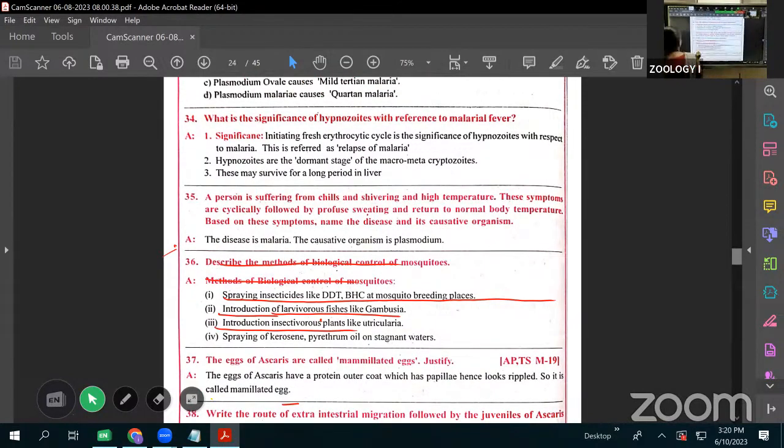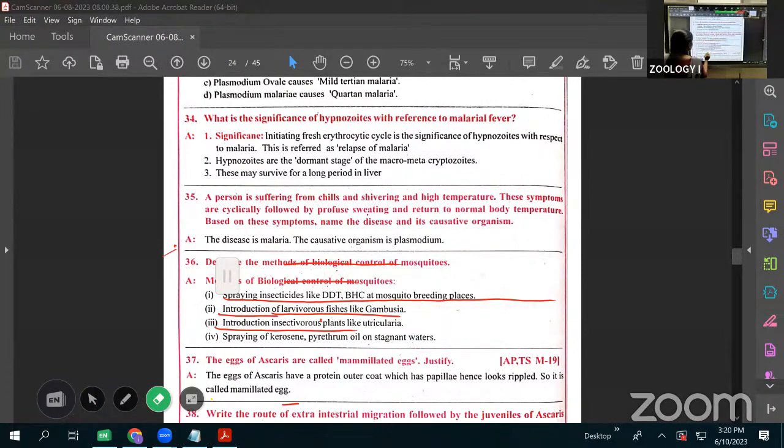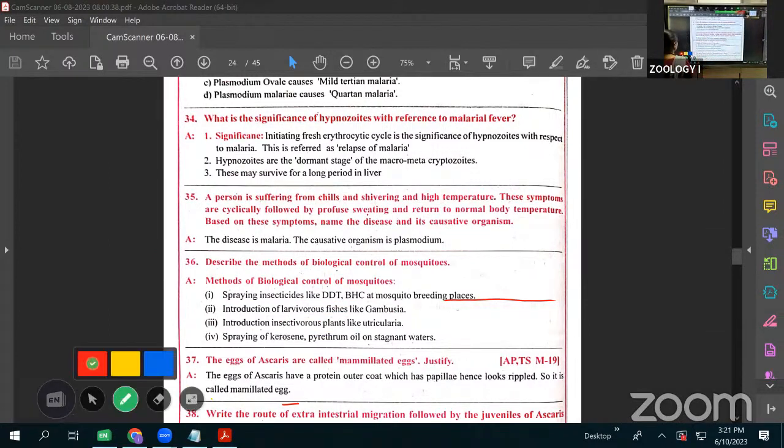See, one more. Why are Ascaris eggs called mammillated eggs? Ascaris eggs are mainly covered by a protein coat with a rippled surface. The eggs of Ascaris have a protein outer coat, which is rippled, so they look like they have a rippled surface. That's why they are called mammillated eggs.